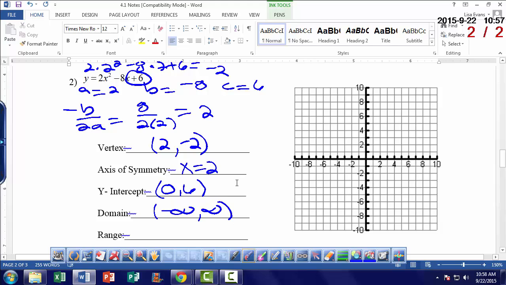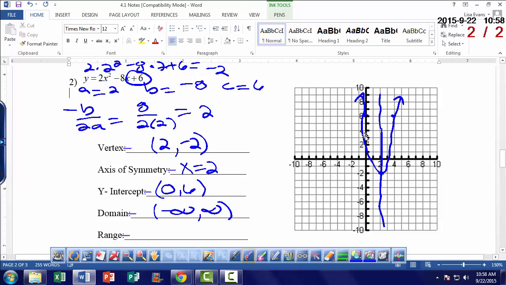Okay, now let's graph this so we can talk about the range. So my vertex is 2, -2. My axis of symmetry is right on top of that vertical line going through the vertex. My y-intercept is 0, 6. Now we're going to go 2 to the right, 2 to the right. We're going to make our parabola. We're going to make sure it's U-shaped, not V-shaped.